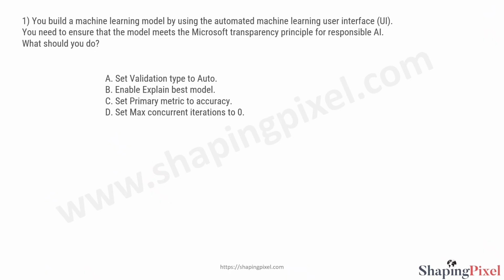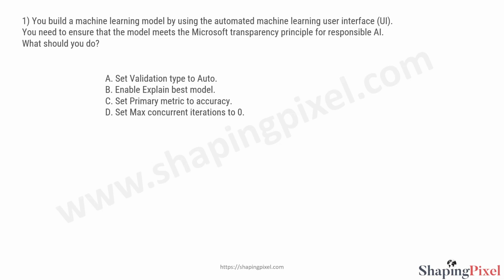Question number one. You build a machine learning model by using the automated machine learning user interface. You need to ensure that the model meets the Microsoft transparency principle for responsible AI. What should you do? And we have four options. Option A, set validation type to auto. Option B, enable explain best model. Option C, set primary metric to accuracy. And option D, set max concurrent iterations to 0.